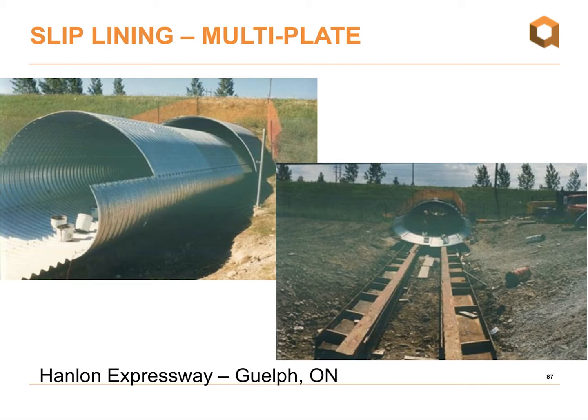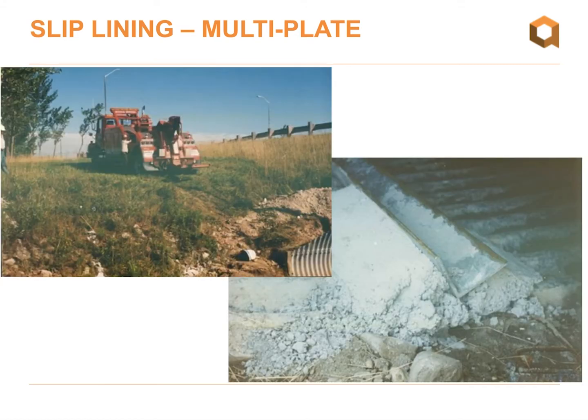Shown here is a multi-plate reline on the Hanlon Expressway in Guelph, Ontario. As you can see in the photo, the contractor used wood to construct a staging area in front of the host structure. This also gave him the ability to raise the structure off the ground so we could get the bolts in the invert of this structure.